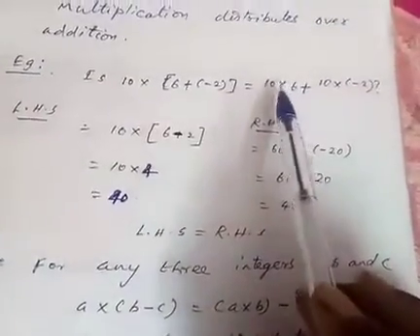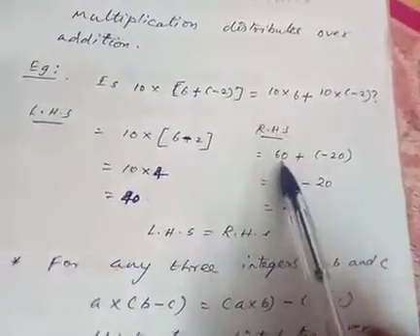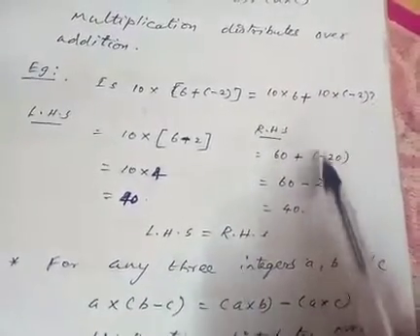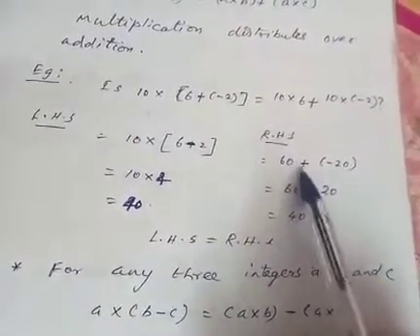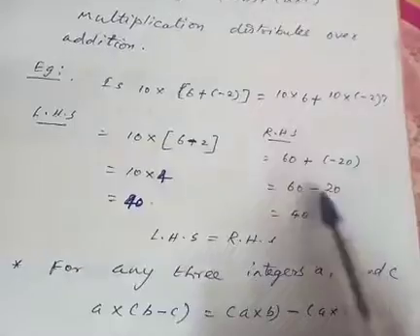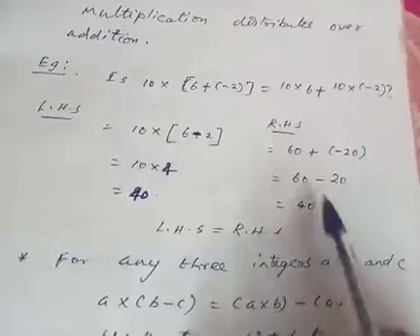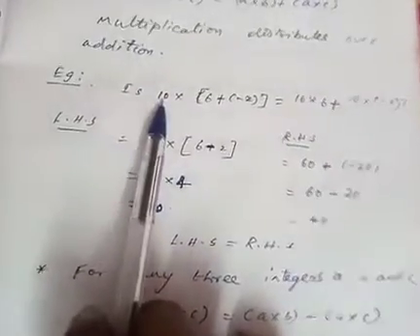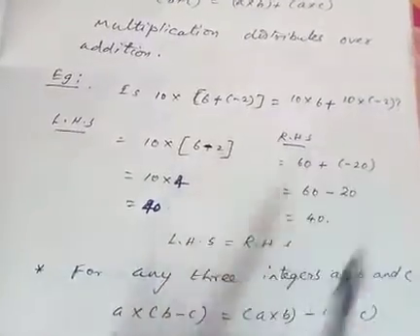What is the right hand side? 10 into 6 plus 10 into minus 2. So 10 into 6 is 60, plus 10 into minus 2. The product of a positive integer and a negative integer is a negative integer. So 10 twos are 20, so it is minus 20. 60 plus minus 20 is 60 minus 20, which has different signs, so we subtract the smaller number from the bigger number. So 60 minus 20 is 40. Now the left hand side is equal to the right hand side. So 10 into (6 plus minus 2) is equal to 10 into 6 plus 10 into minus 2.